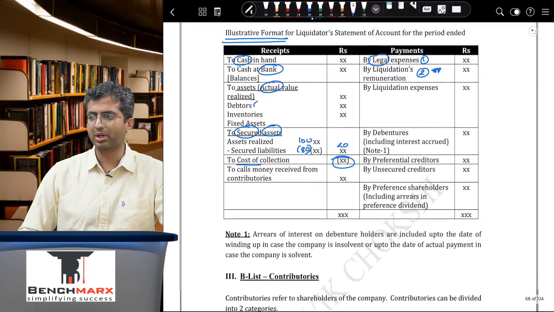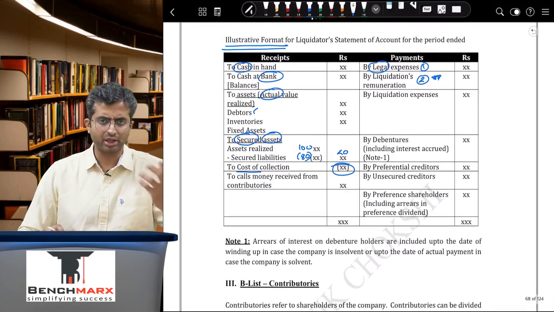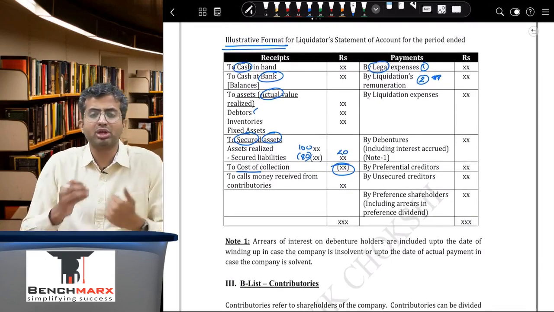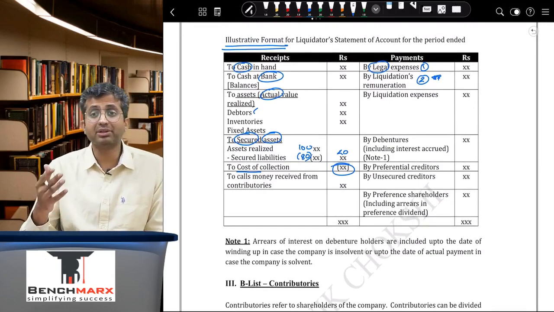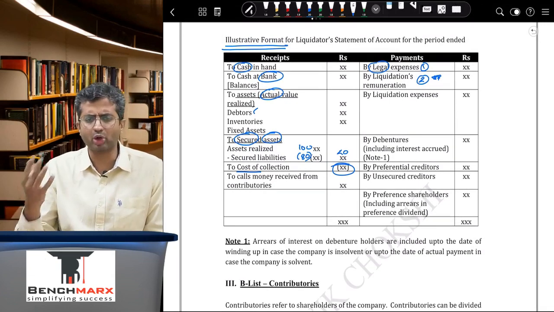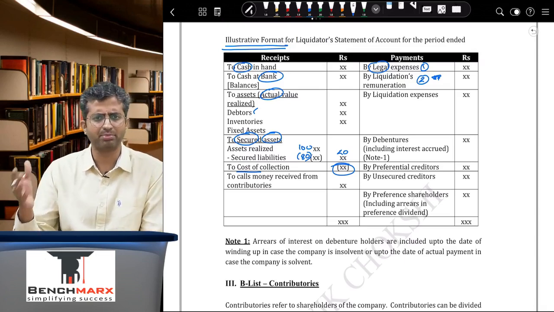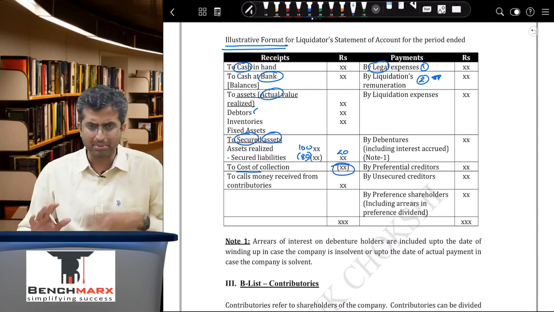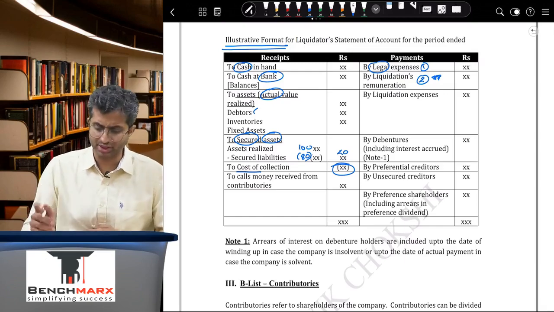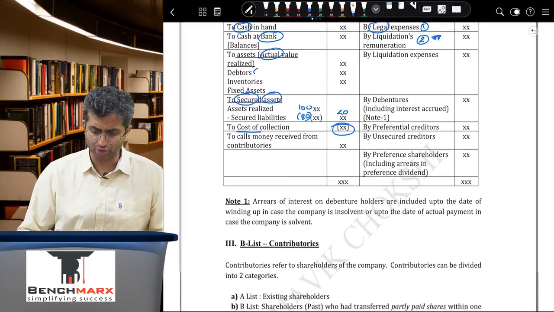Yes, so there will even be questions which are pertaining to only the liquidator's remuneration. Sometimes the liquidator's remuneration is a percentage of the assets sold. Sometimes it is a percentage of the payments made, maybe payments to the secured creditors, unsecured creditors, preferential creditors. Maybe it is a percentage of the payment that you are making to the members. So you will have to look at the facts of each question, and if required, even prepare a working note in order to determine the liquidator's remuneration.